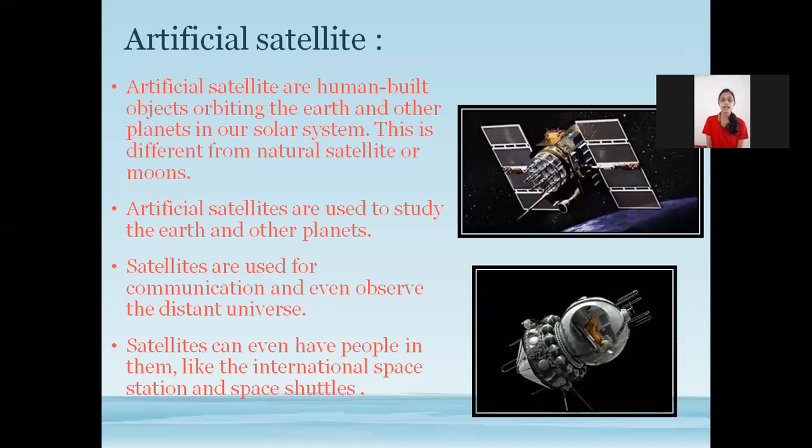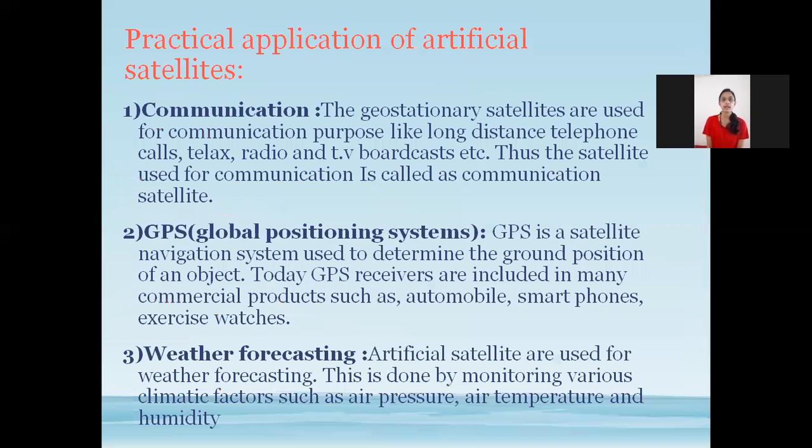Also, these satellites are used in our day-to-day life. We will see what the use of satellites is in day-to-day life. Before that, satellites can even have people in them, like the International Space Station and space shuttles. Some satellites carry people with them in space, like the International Space Station or space shuttles. So when we see satellites are useful for us, then we see the practical applications of artificial satellites.